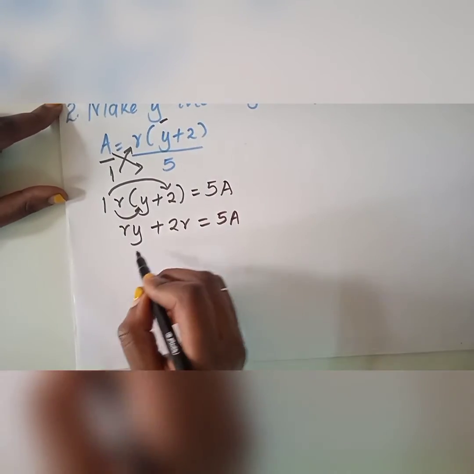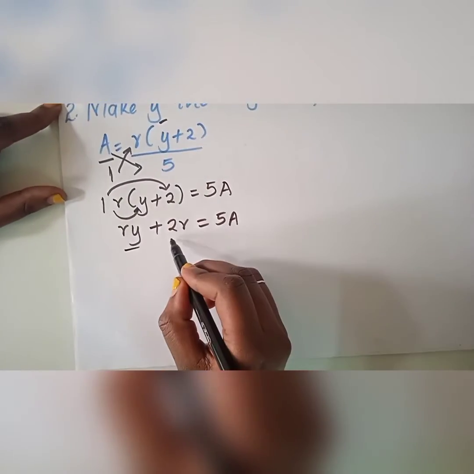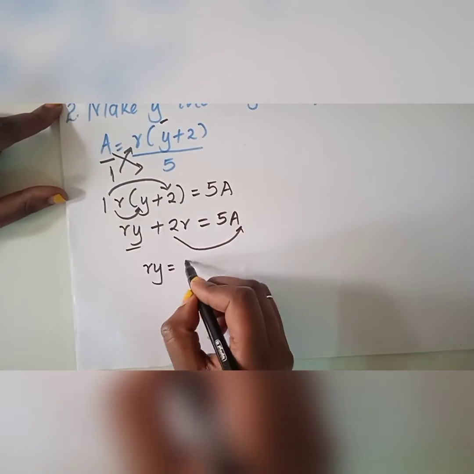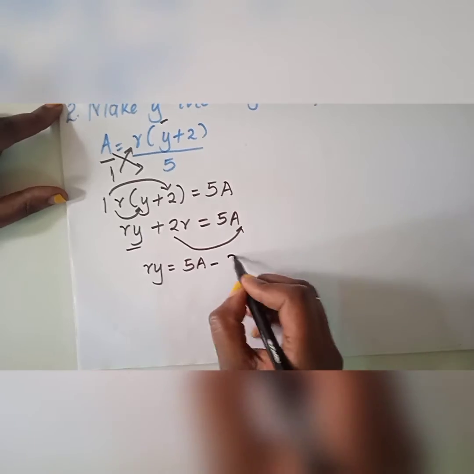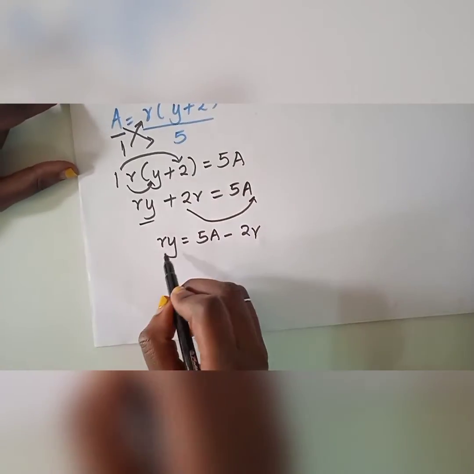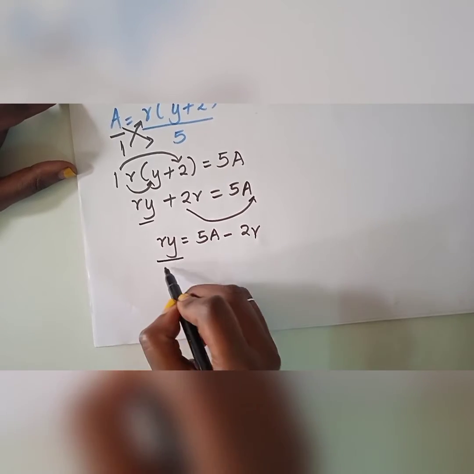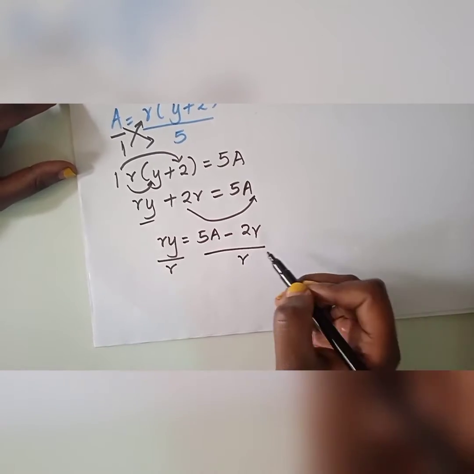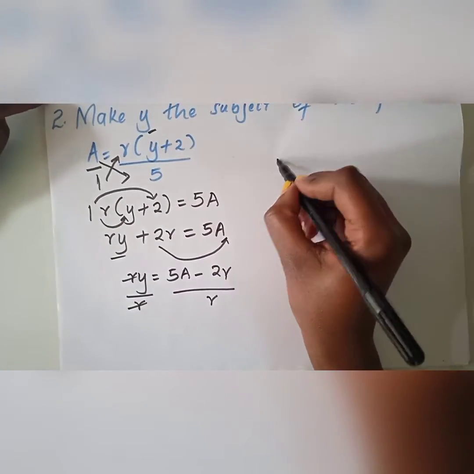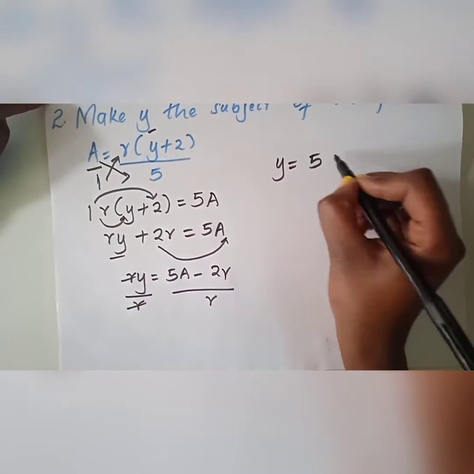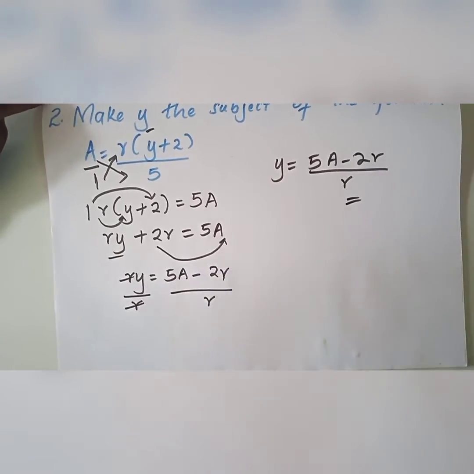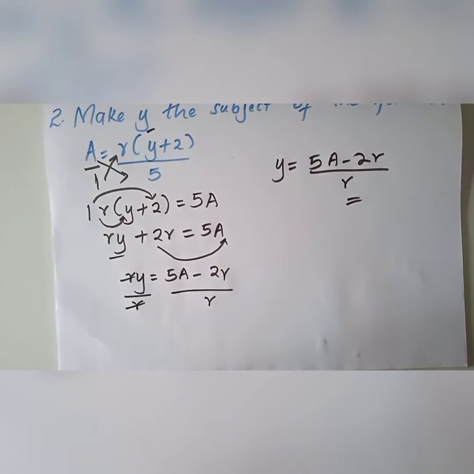Then we have y over here, and then we have to kick that one to the other side. So we have ry equals to 5a minus 2r because it has moved to the other side of the equation. Now to get rid of the r, we divide with r on both sides. That one cancels and you'll be left with y equals to 5a minus 2r over r. And that is your answer.